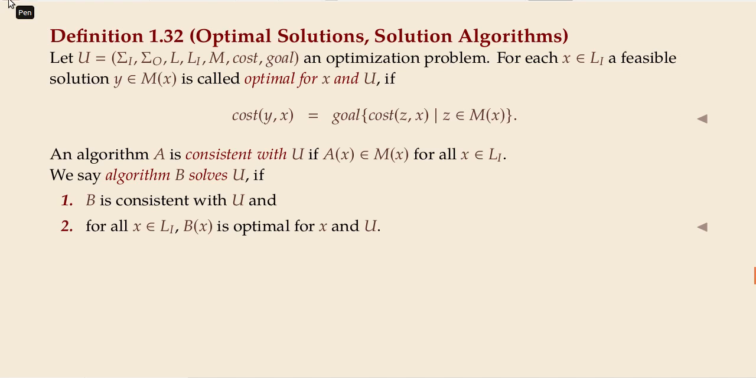Probably natural. An algorithm then has to be such that it computes an optimal solution, but it must also always return something that's in the feasible set. Otherwise, you could maybe do kind of nonsense. It's not a very surprising definition.